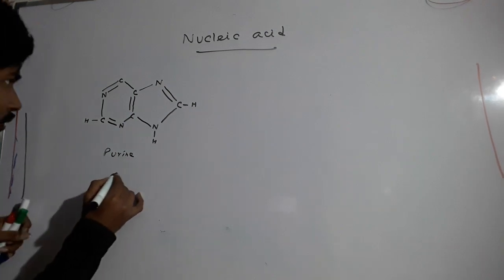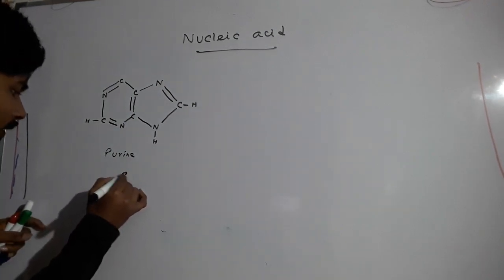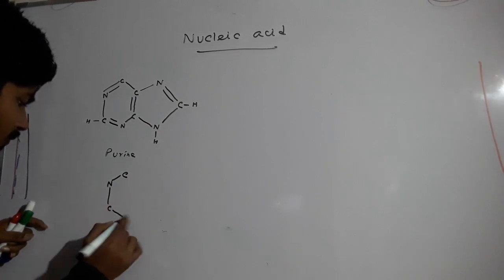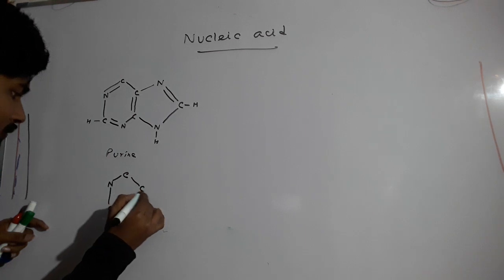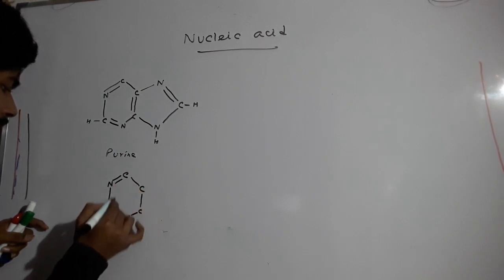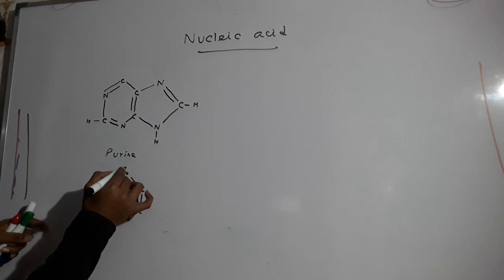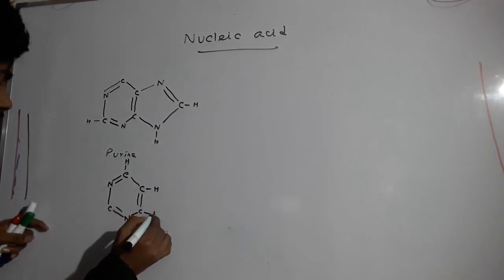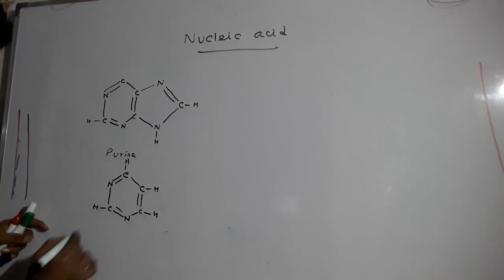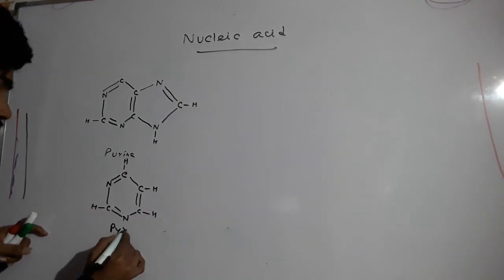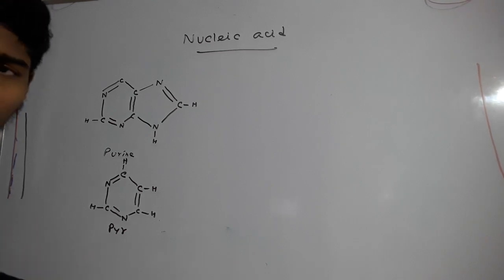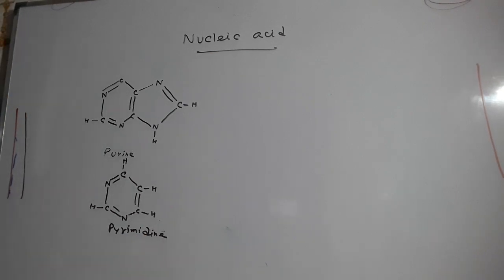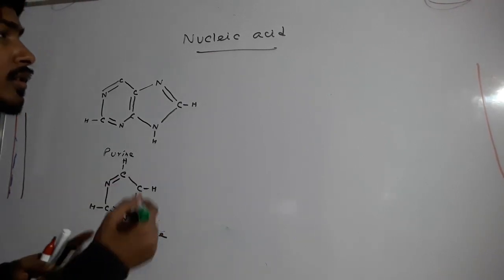In case of the pyrimidine, this carbon should have another hydrogen. Here is another hydrogen, here is another hydrogen. So this is the pyrimidine structure. Now we will be drawing the nitrogenous bases.